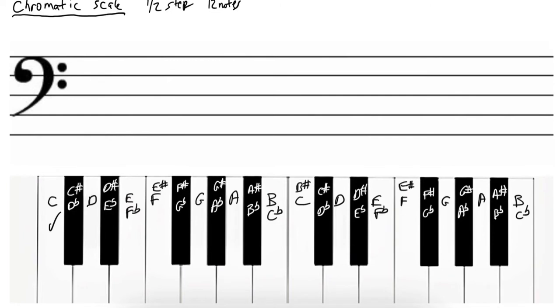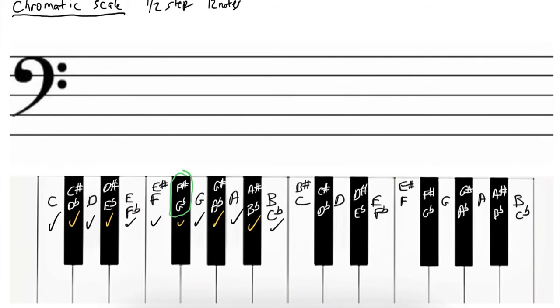You would have C, then you have the C sharp or D flat, then you have your D sharp or E flat, your E or your F flat, your F or your E sharp, your F sharp or G flat, your G, your G sharp or A flat, your A, your A sharp or B flat, your B or C flat, and your C. So there is your C chromatic scale.